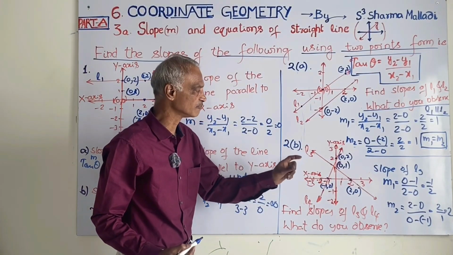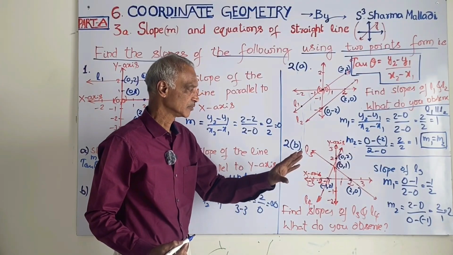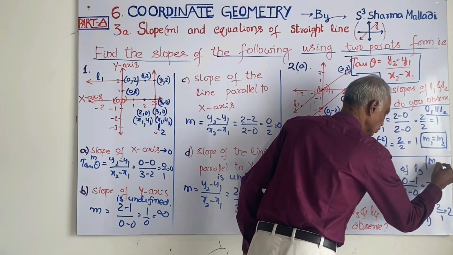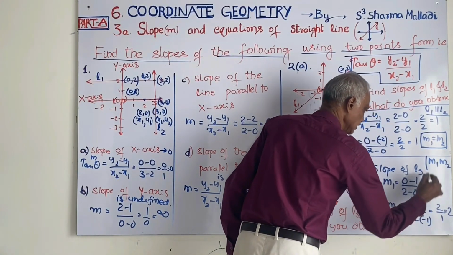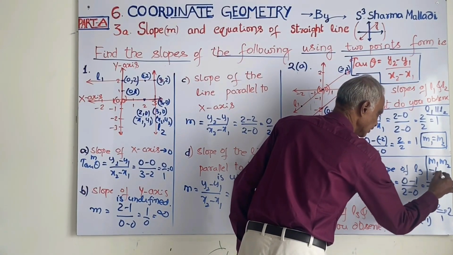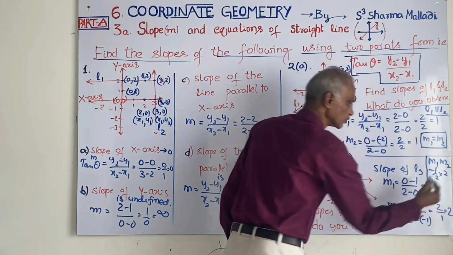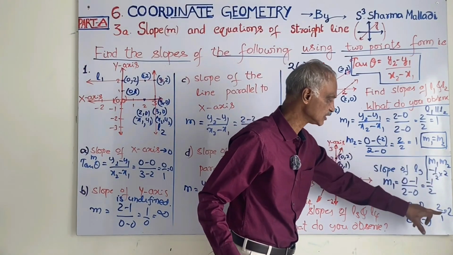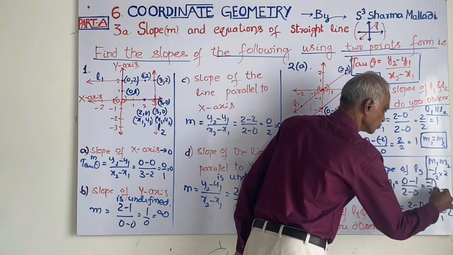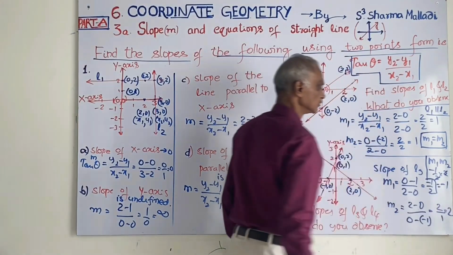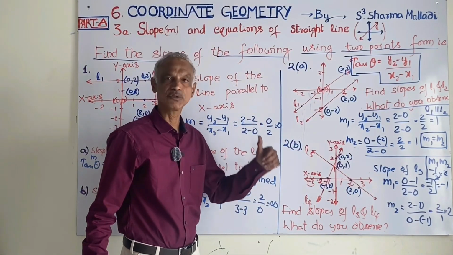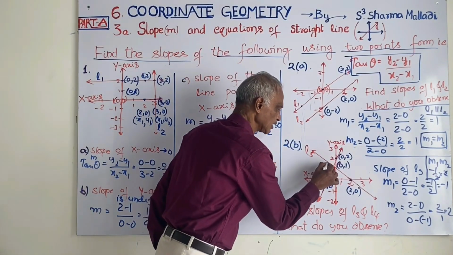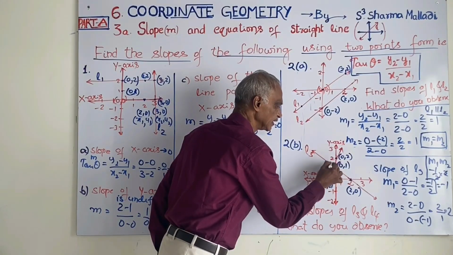You observe m1 and m2. If you multiply m1 with m2, m1 into m2, m1 is minus 1 by 2 into m2 is 2. You multiply these two, what are you going to get? Minus 1. If m1 into m2 is equal to minus 1, then they are perpendicular lines. The angle between the lines is 90 degrees.